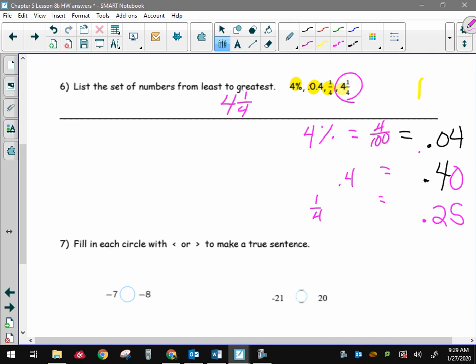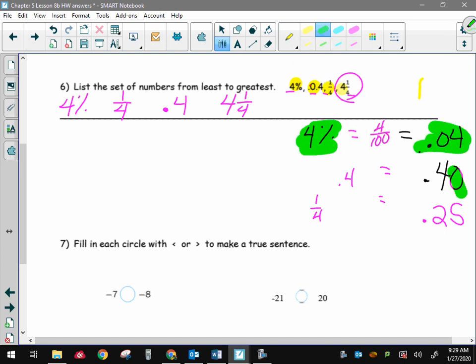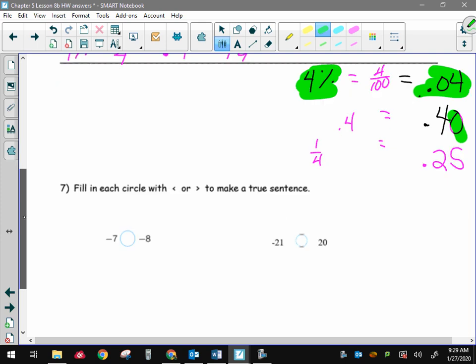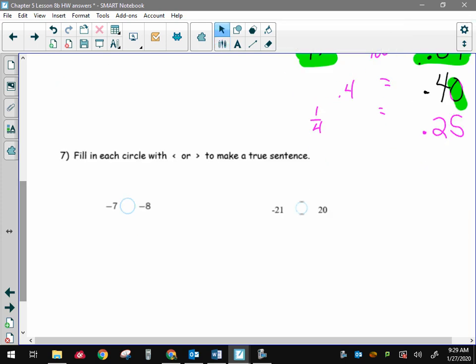So that's why I like to set it up like this, because this is less, but I have to write 4%. And then 1/4. And then 0.4. You have to use these original numbers in your answer. So look how I have it set up. So I can see my original. What I turned it into is a decimal and made them all the same length. That is really important. I think you all did well on 7 and 8.